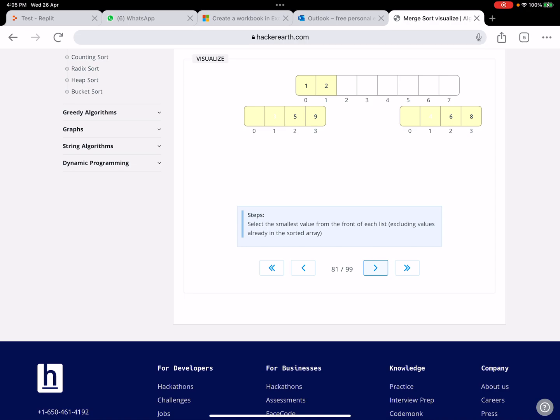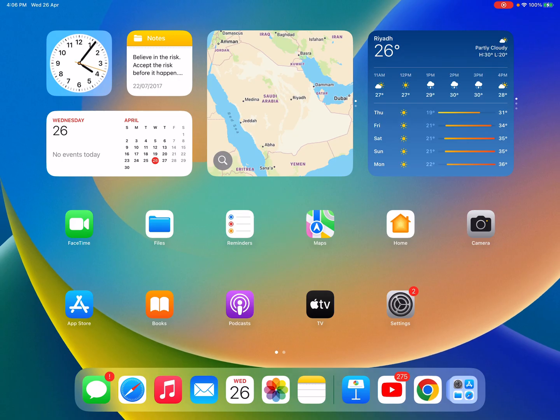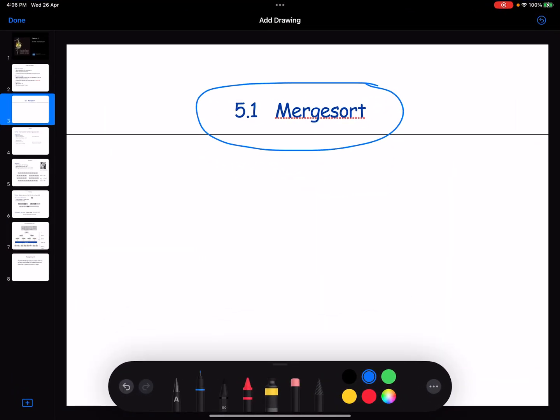And we move the pointer to 3 and 4. Which one is smaller? 3 is smaller, and so on. So we keep moving till we get a sorted array. So this is the idea of the merge sort. I hope it's clear by this demo. So let's go back to the slides.